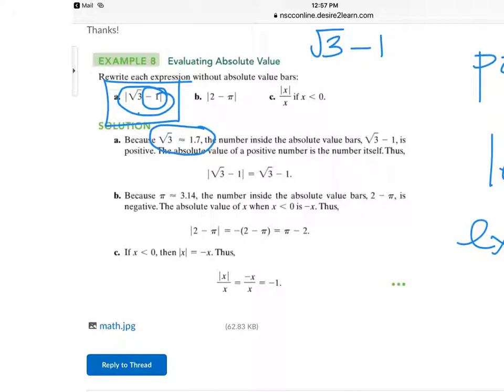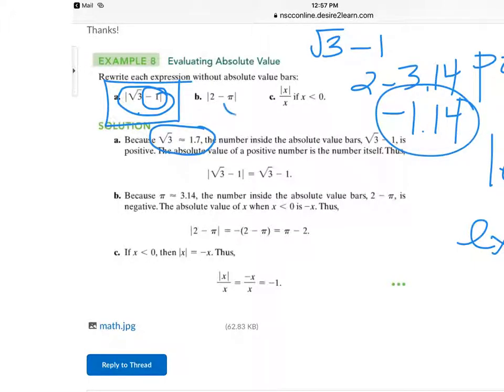Now in B, inside the absolute value bars, you have 2 minus pi. Well, 2 minus 3.14 is going to give us a negative number. And that negative number is negative 1.14. So that's the value inside of the absolute value bars.